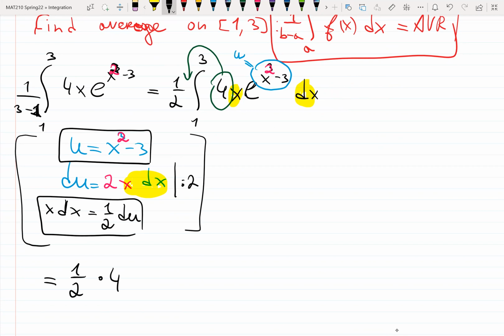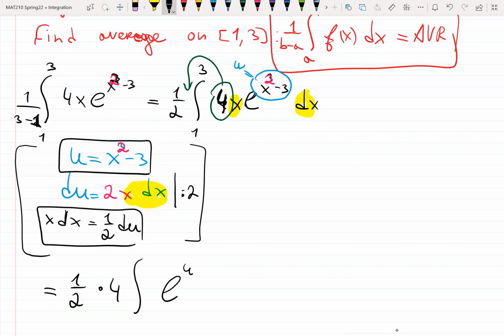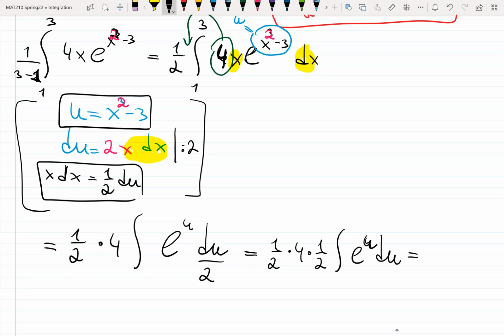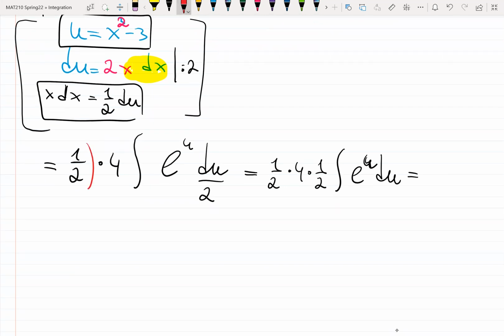1/2 times 4. 4 was kicked out, remember? Integral e to the u du. e to the u, that's the whole point, and x dx is du over 2, like so. Kick out this over 2 thing. That's going to be 1/2 times 4 times 1/2 integral e to the u du. Integrate that. So remember, the first 1/2 came because it's average. 4 was in the integral, and the second 1/2 came from the du over 2 part. Simplify them all. It's actually just 1, funny.